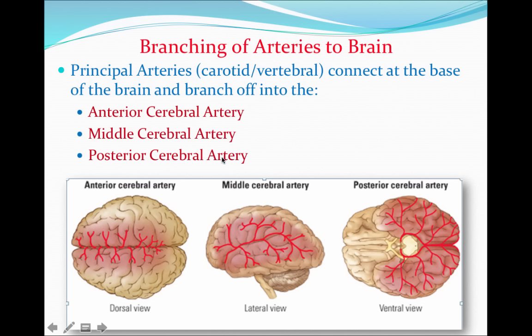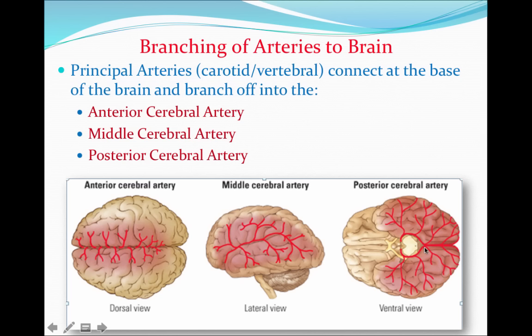And then the posterior cerebral artery. The posterior cerebral artery is the branch of blood in that section. And posterior means at the back of or behind something. So the posterior cerebral artery is supplying blood to the back of the brain.